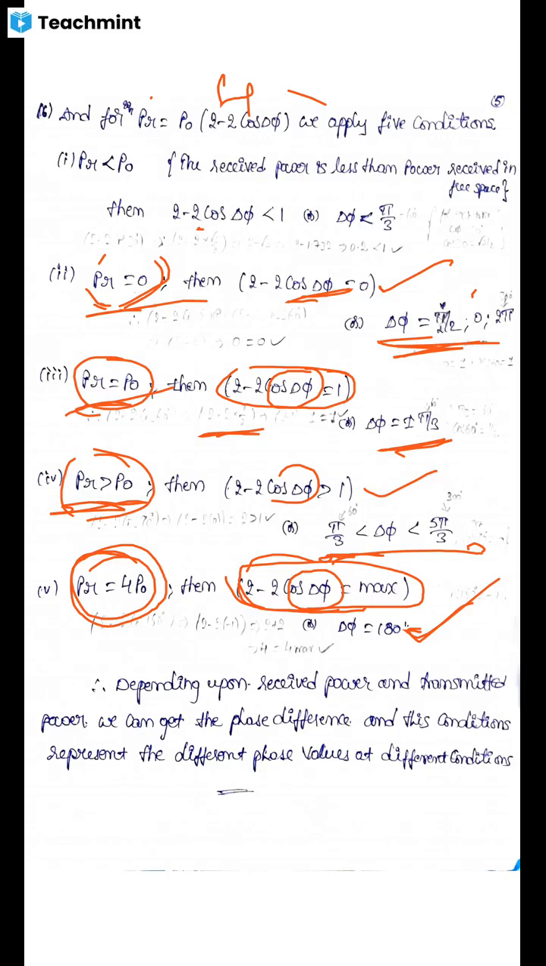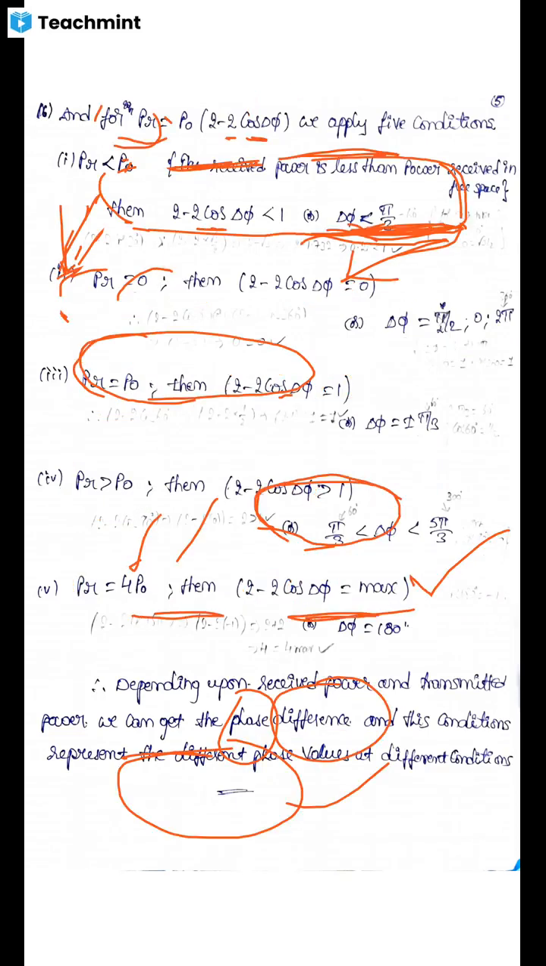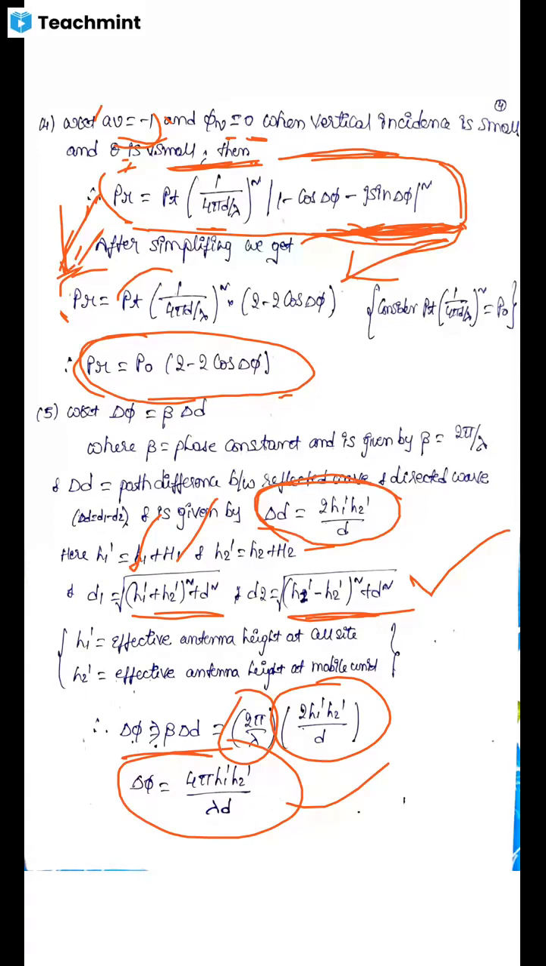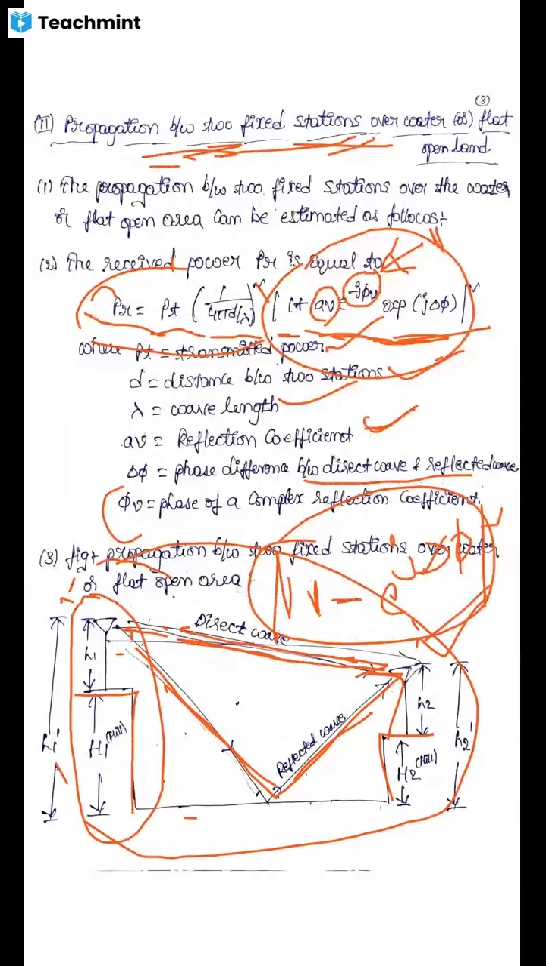So these are the del phi values. Depending upon the received power PR and transmitted power, we can get the phase difference del phi values, and these conditions represent different phase values at different conditions. Clear? This is about propagation between two fixed stations. Okay, thank you.